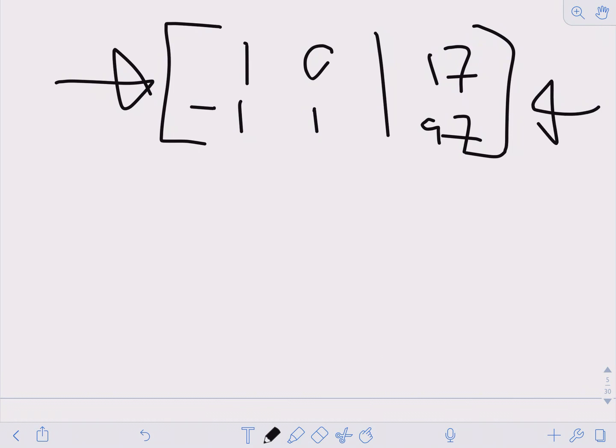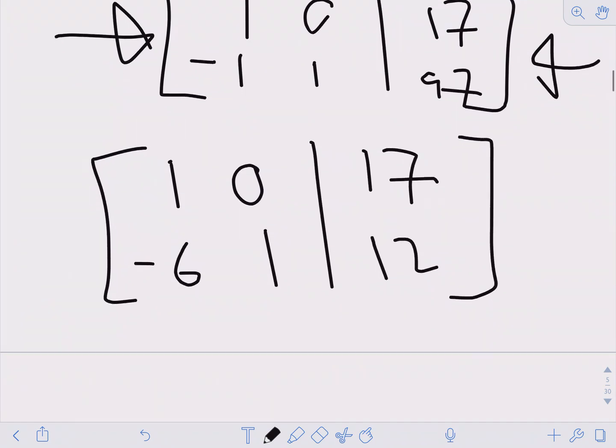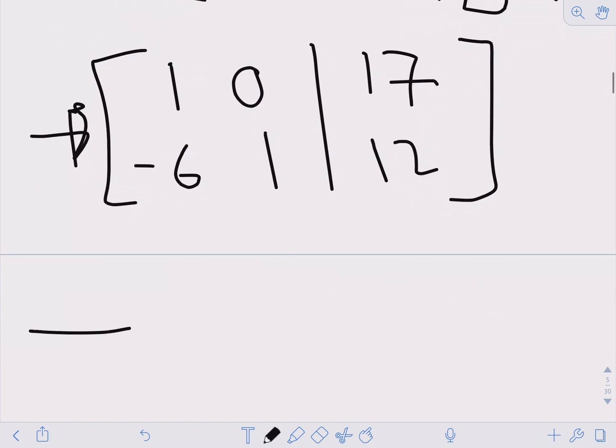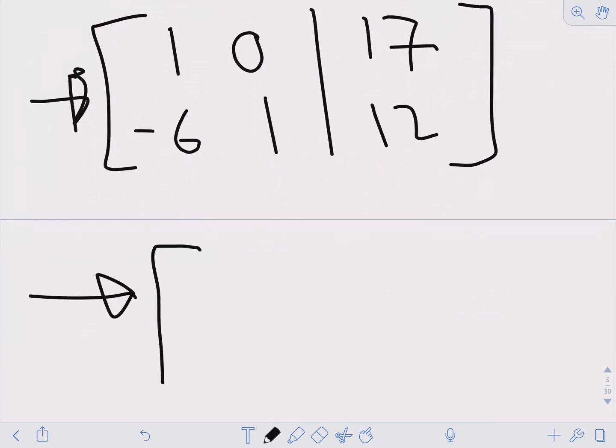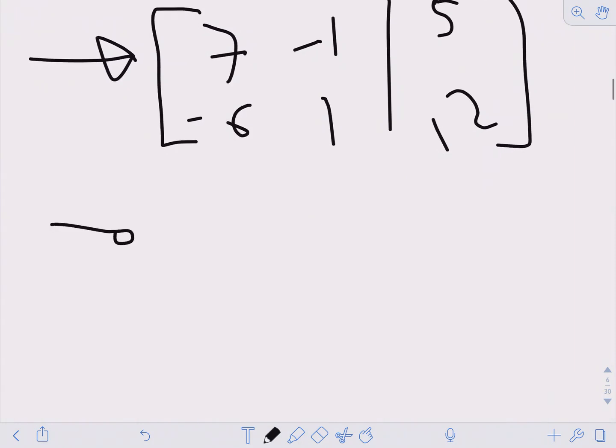We can subtract 5 times the first row from the second row. 5 times the first row minus the second row gives, let's see, 6, 1, 17. 17 times 5, that's 85, so replace with 12 here. Alright, keep moving along. We subtract the second row from the first row. 7 minus 1 minus 6, 1. Second row doesn't change. 5, 12. We subtract 2 times the first row from the second row, which gives what? 7. First row remains unchanged.